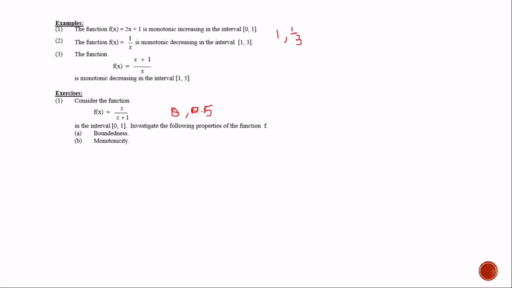Because it's increasing, and it is bounded, the least lower bound is 0, and the greatest lower bound is 0, and the least upper bound is 0.5. That's it, and it is monotonic. This is a monotonic increasing order.